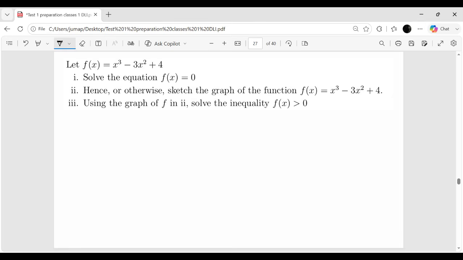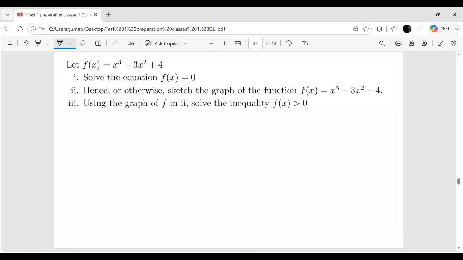In this case, again, we have another question. It's on polynomial as well. So it might be a lot of work, but make sure that you familiarize yourself and you'll be able to solve all these questions.